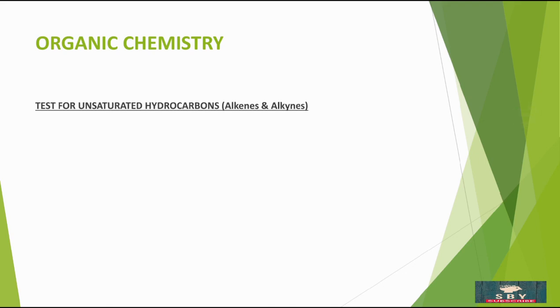Now, in our last slide, we are going to look at how to test for unsaturated hydrocarbons. In the previous slide, I mentioned that unsaturated hydrocarbons are hydrocarbons which contain double bonds or triple bonds. So you can see alkenes and alkynes here. Alkenes contain double bonds, alkynes contain triple bonds. So how do you test for an unsaturated hydrocarbon?